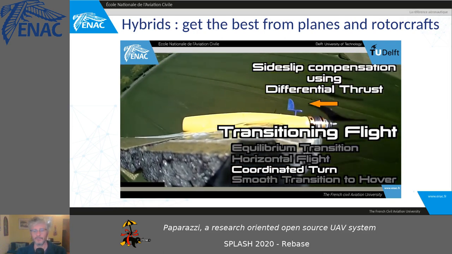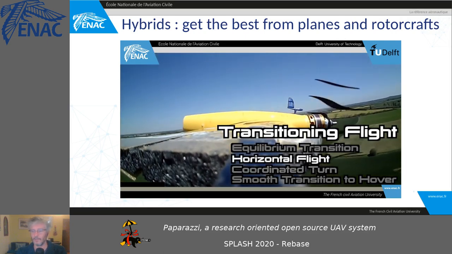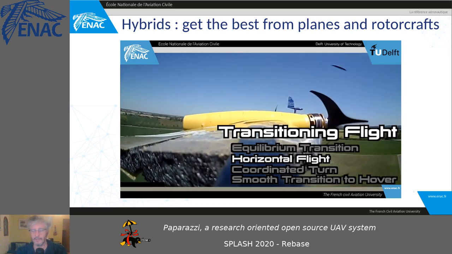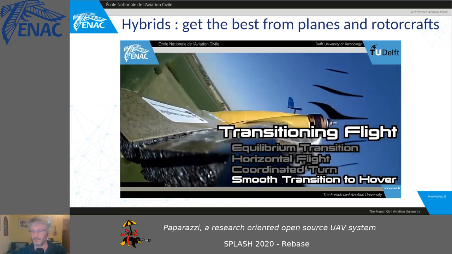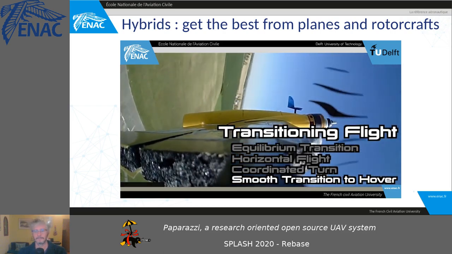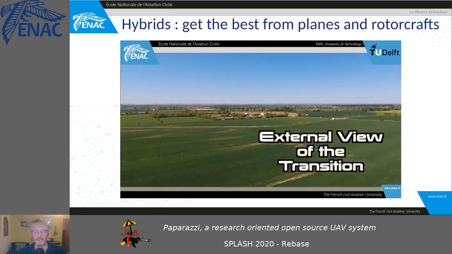It's also able to do everything that a normal plane would do, except that you can see that there is no vertical tail. So everything is controlled by software and by differential thrust. The end goal is to be able to make the transition as smooth as possible, as you can see.